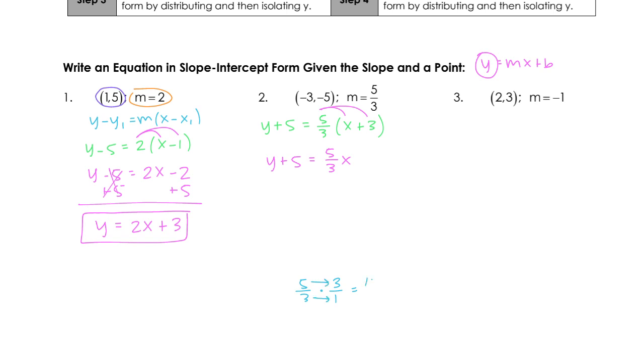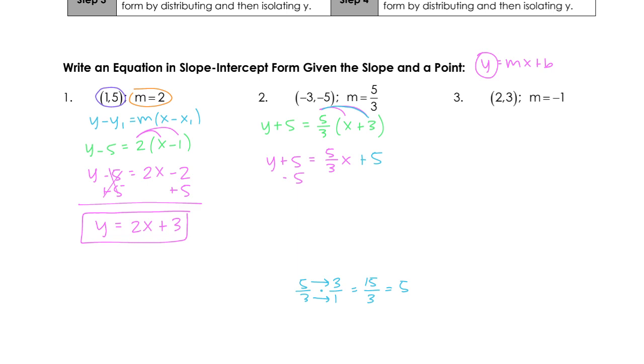So 5 times 3 is 15 over 3 times 1 is 3. So across the top, across the bottom. Then we simplify if we can. So 15 divided by 3 would be 5. So then when we multiplied that 5/3 times 3, this would give us plus 5 because it's positive 5.